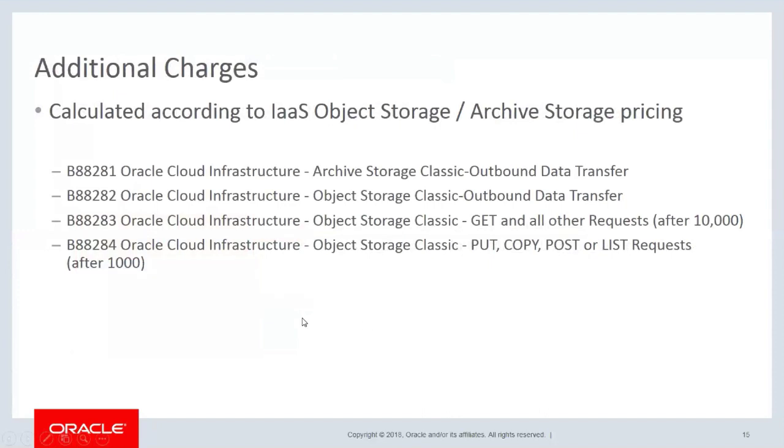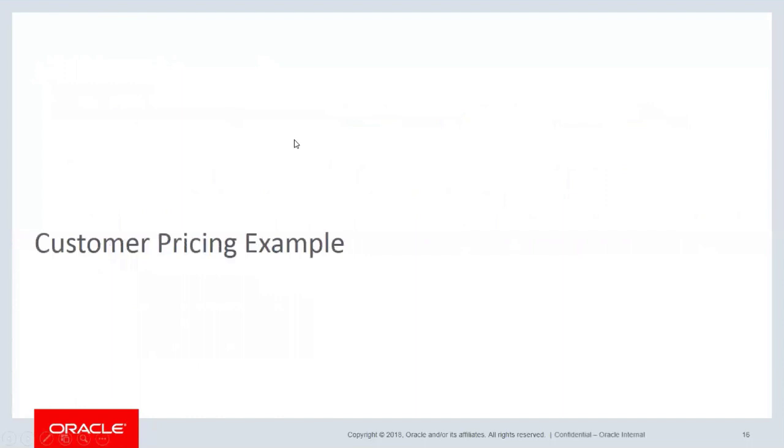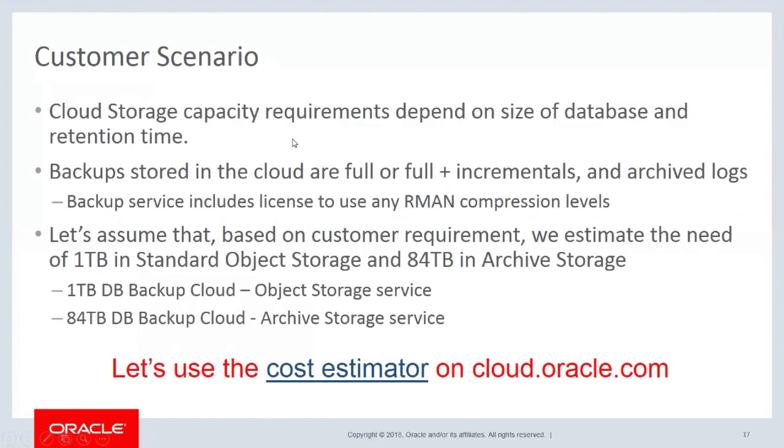We used to have some additional charges, like number of requests, get, put, and outbound data transfer, specifically for database backup cloud service, and those are going away. The only additional charges that matter are those related to the infrastructure as a service object storage. So obviously, you are charged for these infrastructure services as normal, at their regular pricing. Just to make an example.